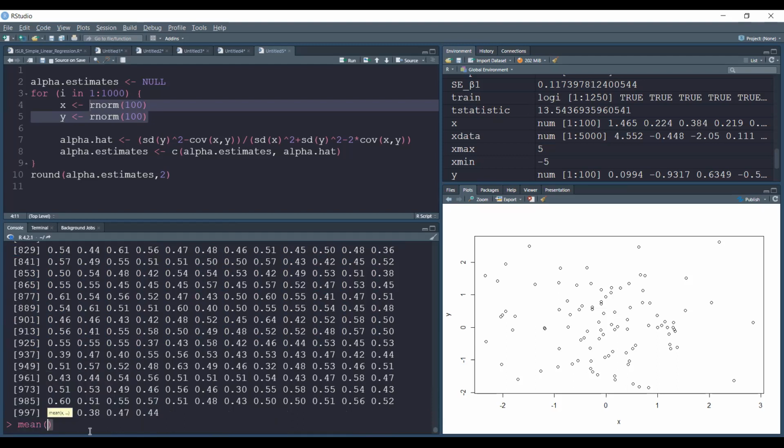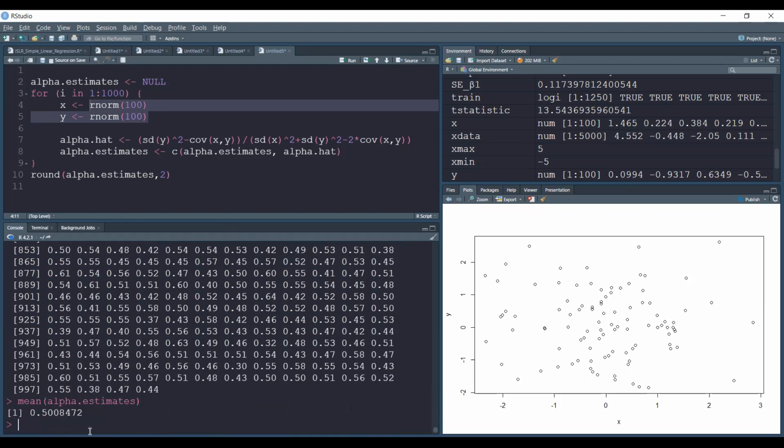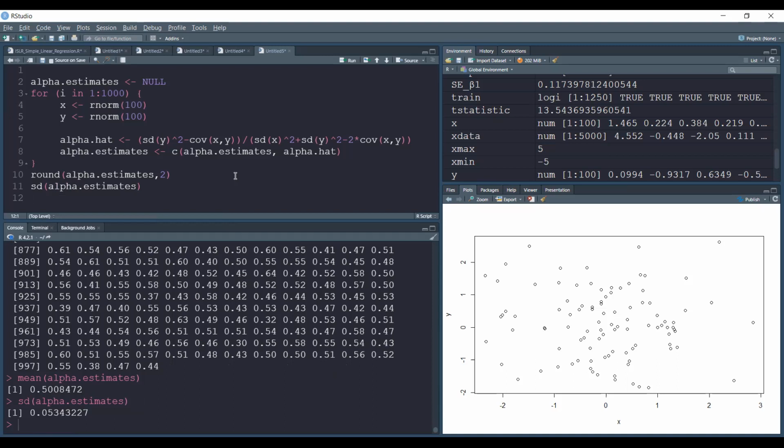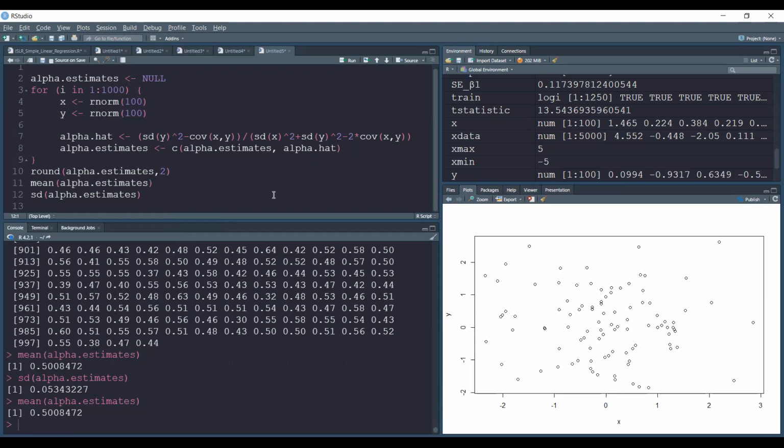And we can calculate the mean of this, and that's practically 50%. We can also calculate the standard deviation. That gives us an idea of the confidence that we have in this alpha, which is 0.05. So it's very narrow. But what does very narrow mean? If you divide these two, you get an idea.